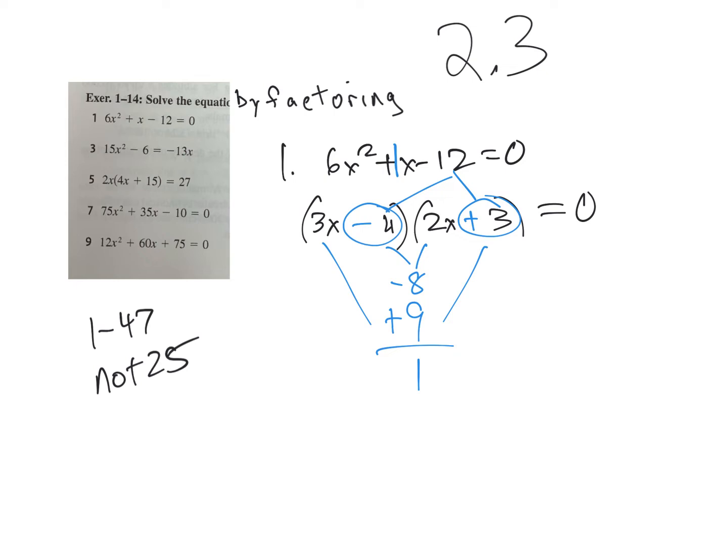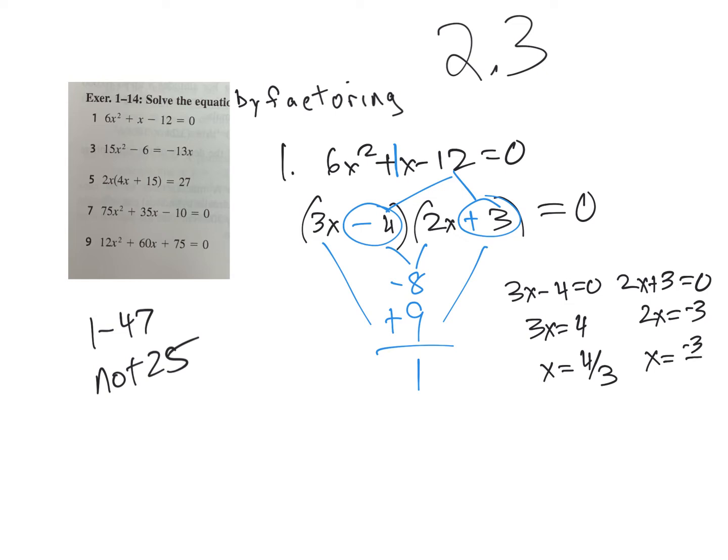Now let's solve it. This means that 3x minus 4 is equal to 0, or 2x plus 3 is equal to 0. All right, so we add 4, and we get 3x equals 4. Divide by 3, x equals 4/3. We subtract 3, x equals negative 3. Divide by 2, x equals negative 3/2. And so that would be our answer. We just solved that equation. Let's do the next one.